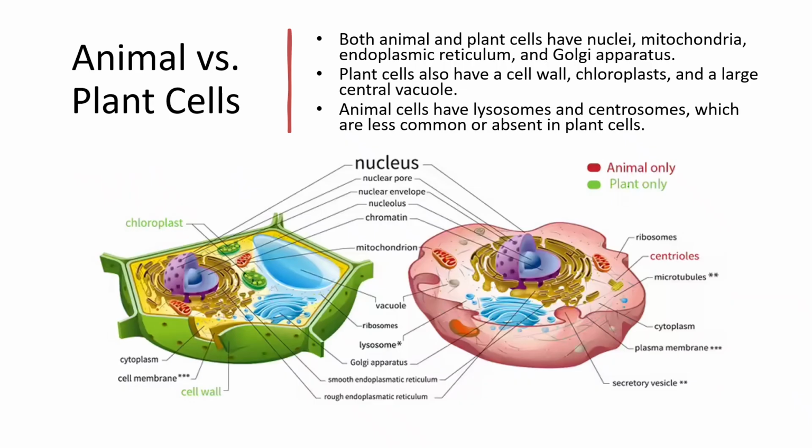Plant and animal cells share many organelles, but each also has unique features. Plant cells have a rigid cell wall, chloroplasts for photosynthesis, and a large central vacuole that stores water and helps maintain structural pressure. Animal cells generally lack these features, but include lysosomes for waste breakdown and centrosomes involved in cell division.